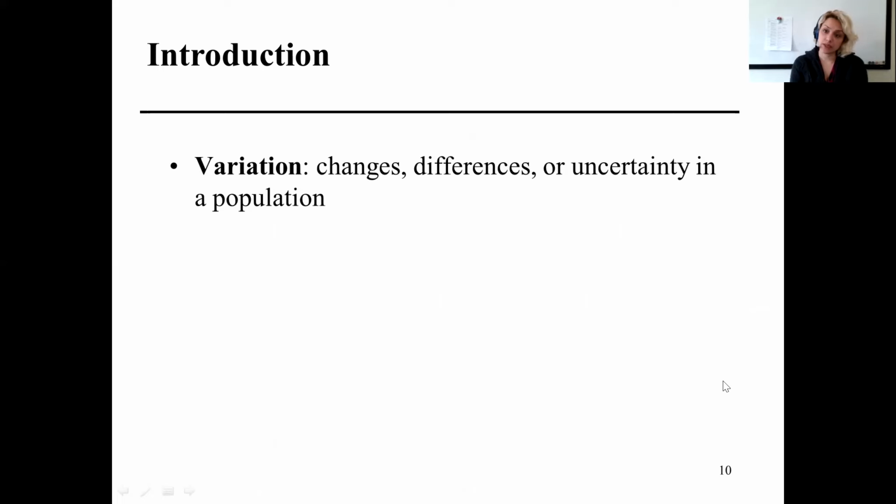Another thing that is important when we are working in statistics and experimental design is knowing the concept behind variation. Any change, differences, or uncertainty in a population, we call it variation. This variation causes some deviation from the real specification that we're looking for.